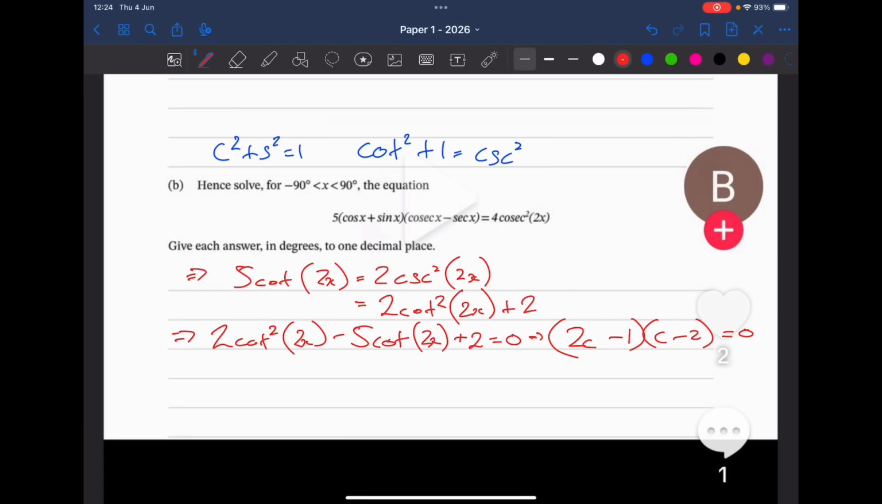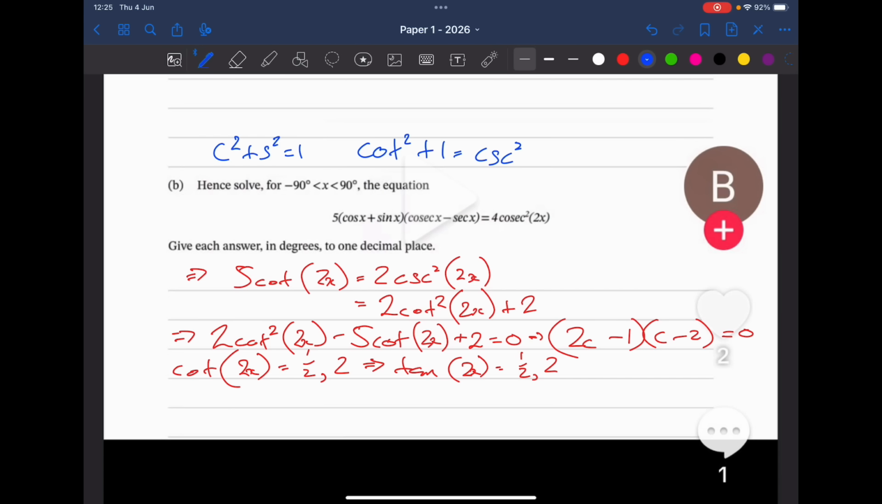So this is good. What we get then, c, i.e. cot of 2 theta, or 2x, is either a half or it's 2. We don't have a cot button on my calculator, but you might do, but I don't. So I will flip this over. We have tan of 2x, which is a half or 2. I'm flipping them over. So we want to solve them.